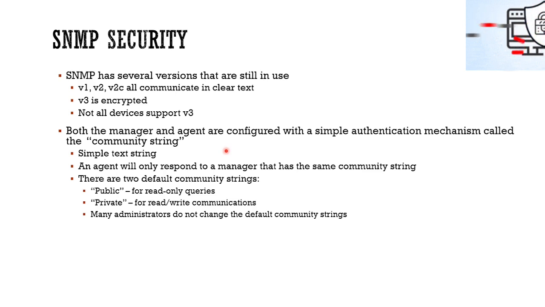Here's the kicker. Many administrators don't change those default community strings. So if I just install a rogue SNMP server, which I downloaded for free, and I just say, okay, public, first of all, go discover everything, and then go query every device for all the information possible, ain't nothing going to stop me. So that's the downside of SNMP.